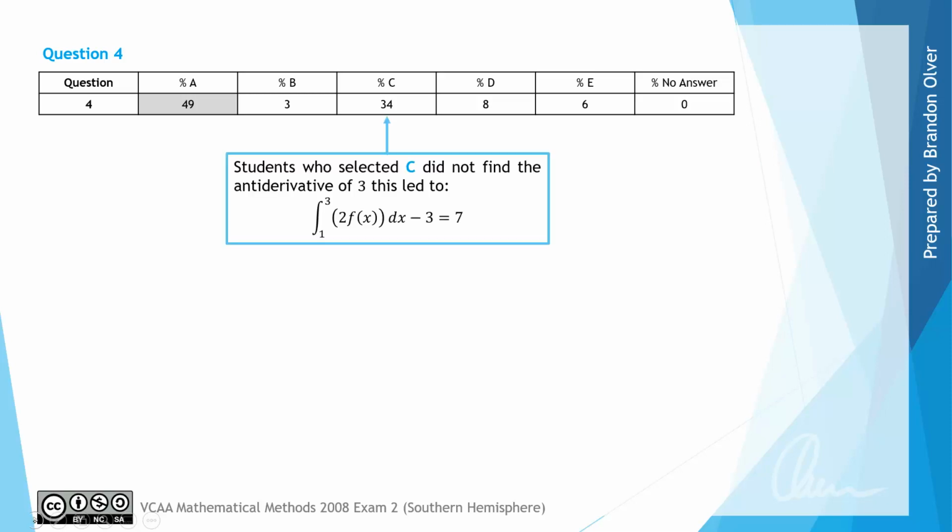The reason why students selected C was that they forgot to find the antiderivative of 3, which led to the following working, where they just calculated the integral from 1 to 3 of 2 times f of x dx, which would be 10, and then they just subtracted the number 3 off rather than the integral of 3 between 1 and 3 dx, like we saw on the previous slide. And that gives the answer of 7, which was option C. So that was the mistake that a lot of students made with that particular question.